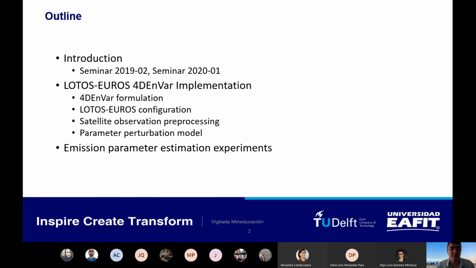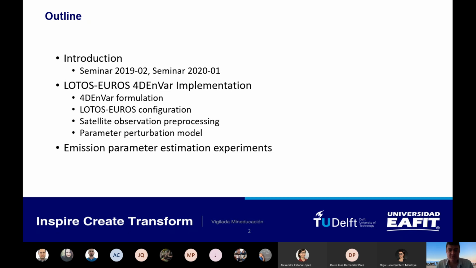Today I'm going to talk about this order of ideas: just a brief review of the last seminars to understand where I am standing at this moment. I'm going to talk about the implementation of these techniques in the highly dimensional model that most of you already know, making some aspects of the 4D envar formulation understandable now.